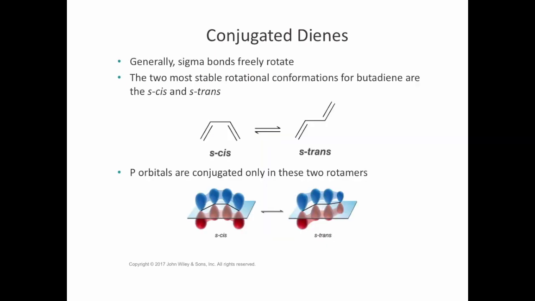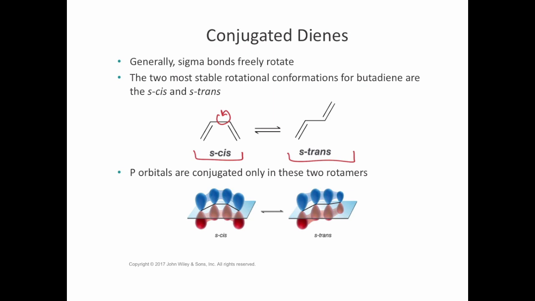There are two stable rotational conformations for butadiene. This is butadiene. It's buta because it's 4 carbons, diene because it has 2 double bonds. The S-cis conformation and the S-trans conformation. So to convert between those two, you're going to rotate around that single bond.